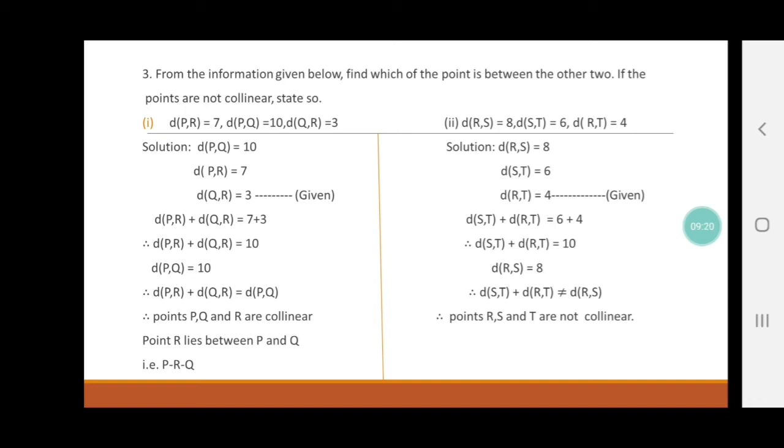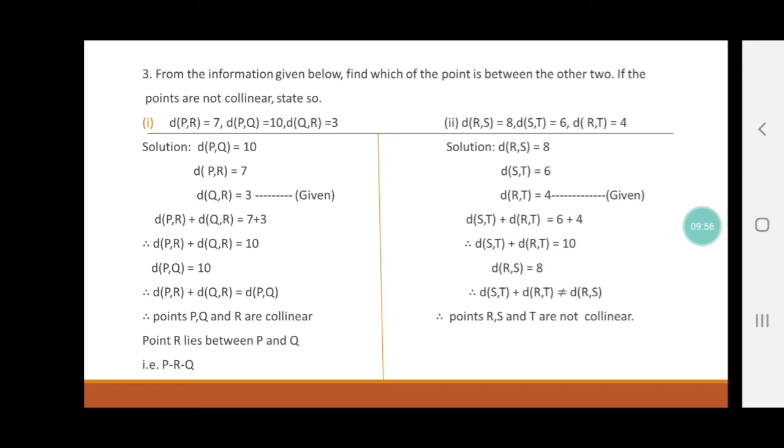Here we start with question number 3. From the information given below, find which of the points is between the other two. If points are not collinear, state so. Now the first problem: distance between PR is given to us as 7, distance between PQ is given to us as 10 and distance between QR is given to us as 3. Okay, the given part you all write in the solution. Then which distance is bigger? Distance PQ is bigger, that is 10.